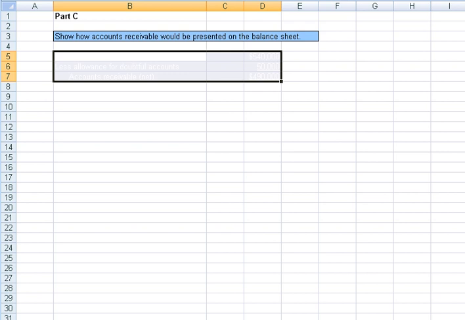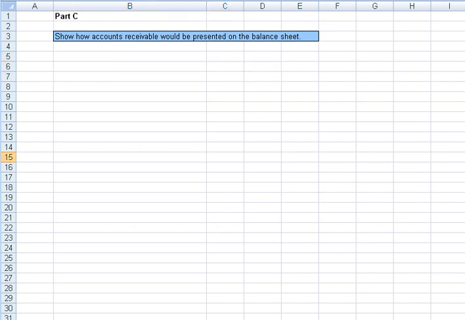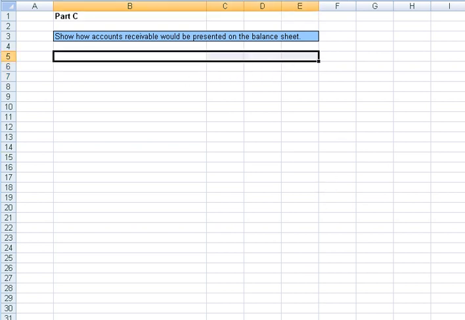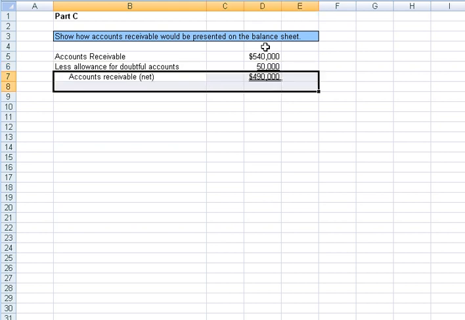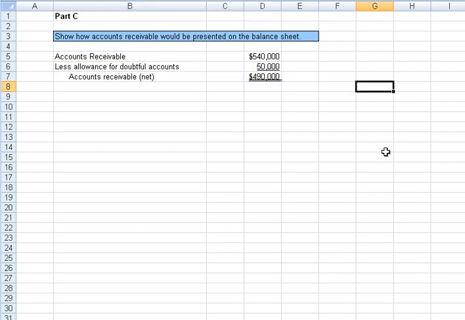Part C says show how the accounts receivable would be presented on the balance sheet. Well, we would start off with showing accounts receivable at 540,000, and then we would show the allowance, and that would drive down to a net accounts receivable of 490,000. And that's all that's required on Part C.